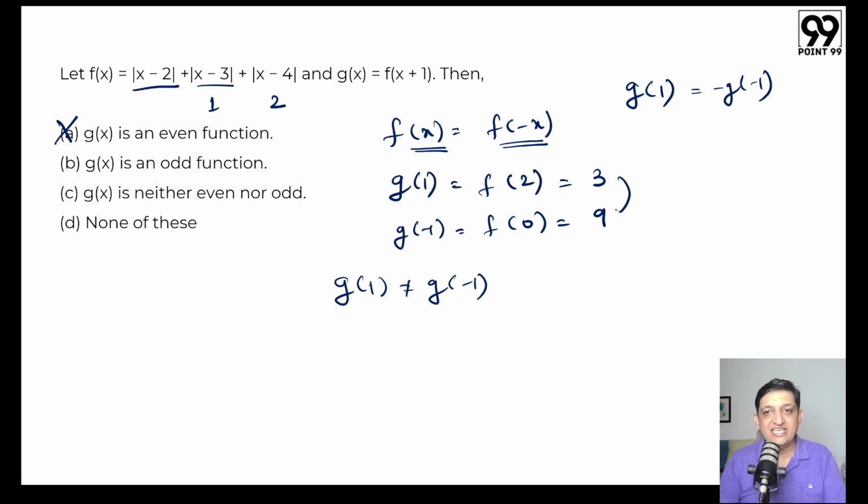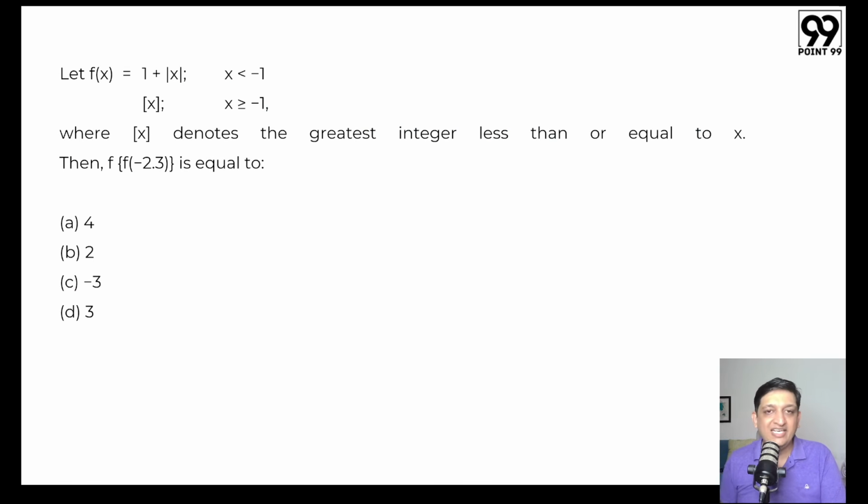But in this case, they are not even numerically the same. So if they are numerically the same and sign-wise also they are the same, then we say it's an even function. If they are numerically the same but sign-wise they are opposite, then we say it's an odd function. So definitely it's not an odd function either. So it's neither an even function nor an odd function. Let's look at the next part.